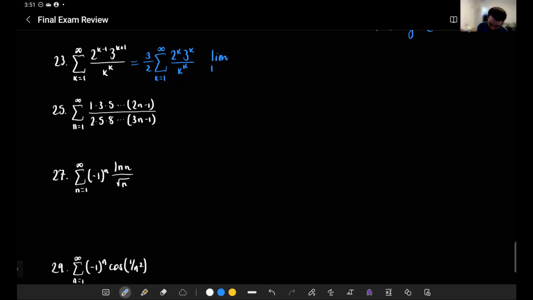This is k goes to infinity. And I just take the kth root of everything, focusing on these. So that'll just be 2 times 3 over k, right? Because the kth root eliminates the kth powers. And this is definitely 0. 0 is less than 1. It's the same sort of conclusion as the ratio test. Less than 1 means you converge, in this case by the root test, because that 3/2 doesn't matter.